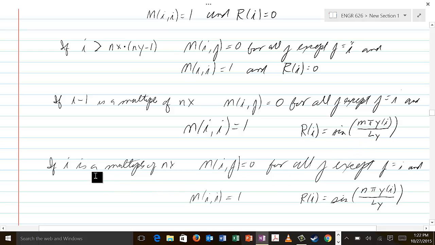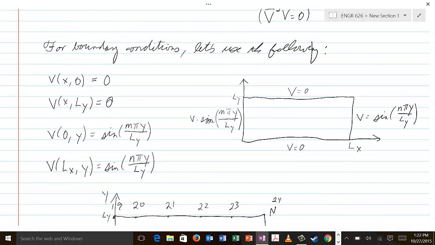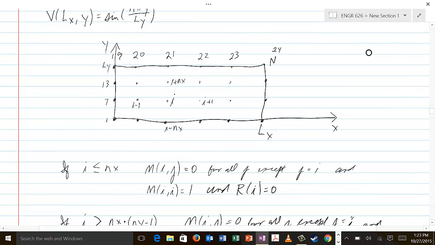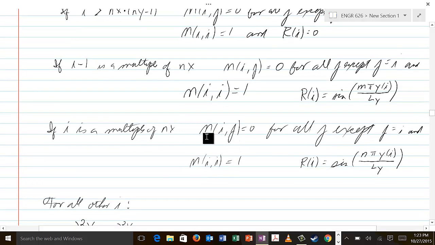And the same kind of thing happens here for the right boundary. It says if I is a multiple of nx. Well, if you think about it for a moment, you'll see that I is a multiple of nx describes the nodes on the right boundary. And for those nodes, again, we had the boundary condition, as you can see up here, v is equal to sine of n pi y over ly. And so we come down here, and all the elements in that row of the matrix will be 0, except for the diagonal. The diagonal will be 1, and the right-hand side will be sine of n pi y of I over ly.